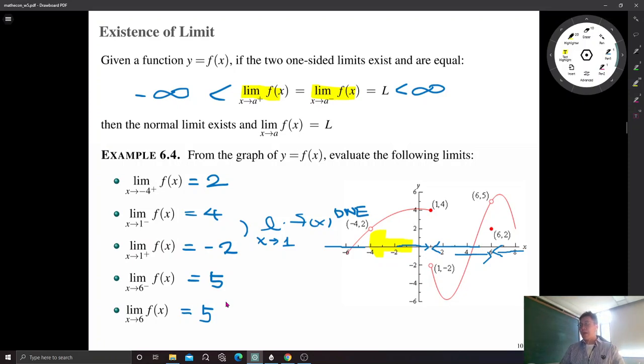So that's the way to see when a limit exists. Once again, these conditions are quite important. For a limit to exist, two one-sided limits must exist at that point, and they must take the same value.